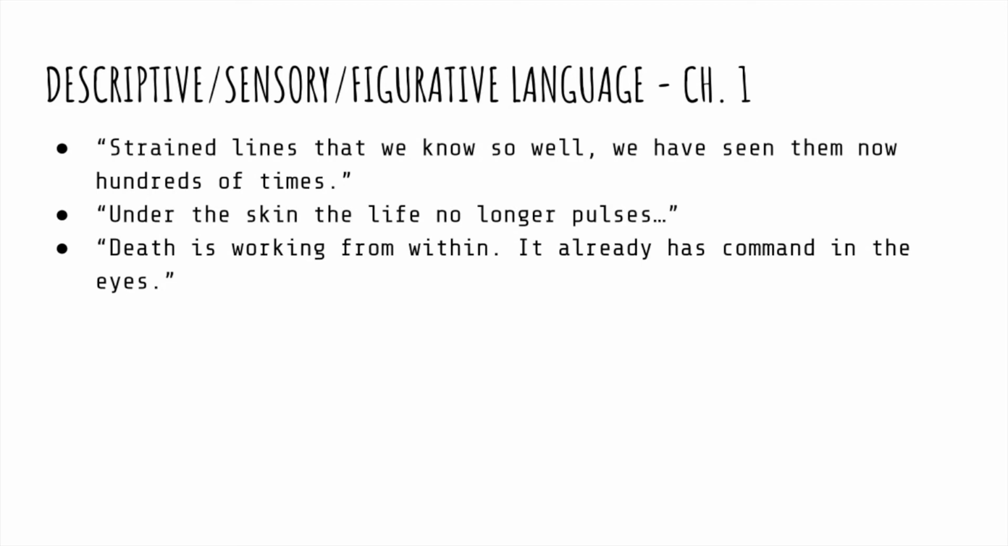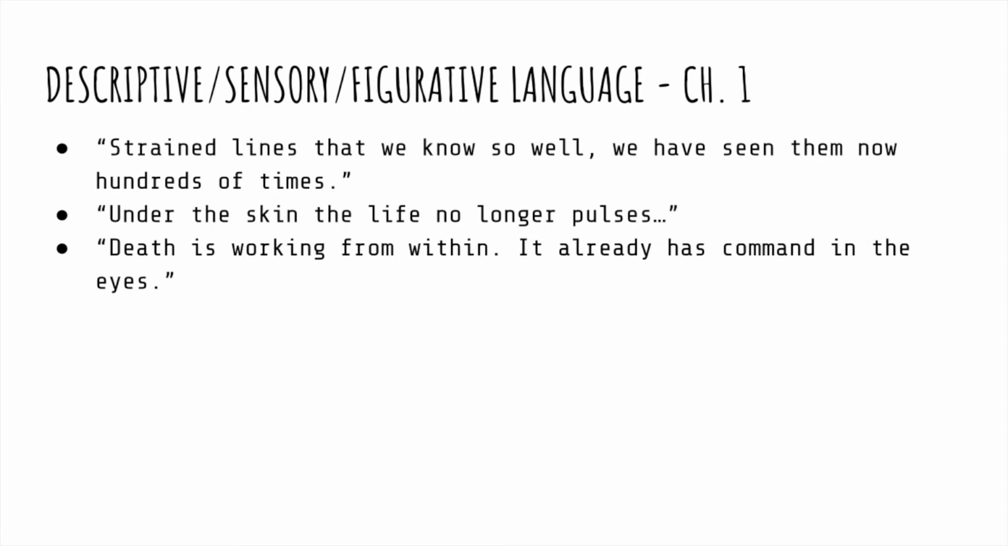It is incredible. He's saying the strained lines that we know so well, on his face. We have seen them now hundreds of times. Under the skin, the life no longer pulses. Death is working from within. It already has command in the eyes. Those are great examples of descriptive and sensory language. Instead of saying, my friend is dying, look how descriptive and vivid the author is being. He is painting a scene of death, but in a way that you are imagining the character and what he looks like now.